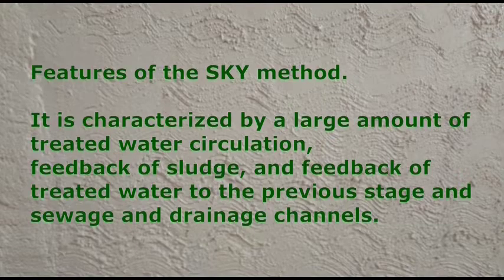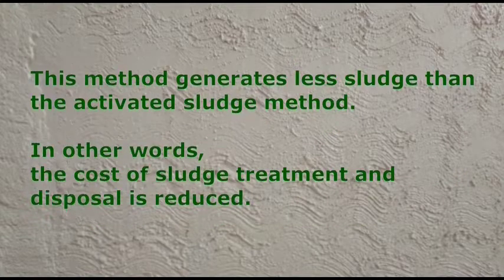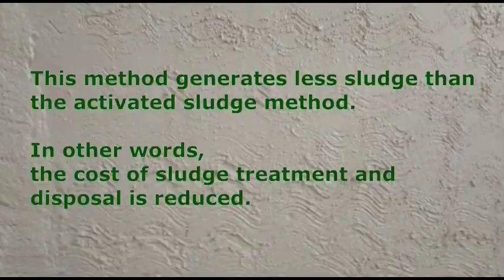Features of the sky method. It is characterized by a large amount of treated water circulation, feedback of sludge, and feedback of treated water to the previous stage and sewage and drainage channels. This method generates less sludge than the activated sludge method. In other words, the cost of sludge treatment and disposal is reduced.